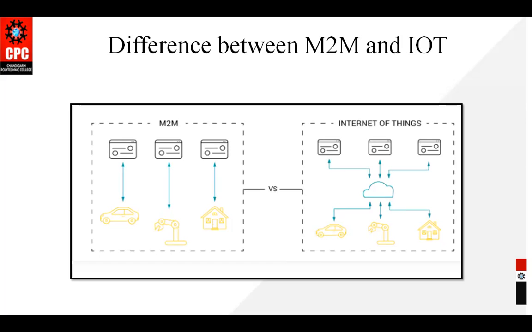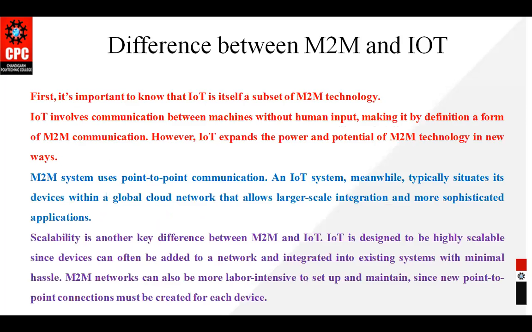M2M involves communication between two distant devices, whereas in the Internet of Things, multiple devices communicate across a single server, and this server will further distribute the data to different devices. Then let's discuss the difference between IoT and M2M in detail.